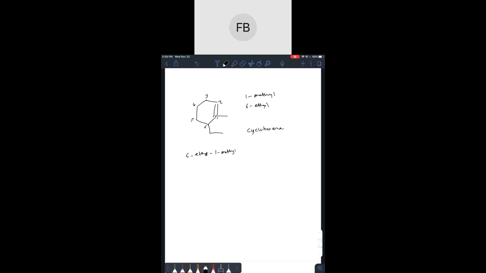And then I've seen people either write it or not write it because it is also implied, like you know that the double bond has to go through the first one. But I've seen some people just write 1-cyclohexene, but you also don't have to. You can just write cyclohexene. All right.